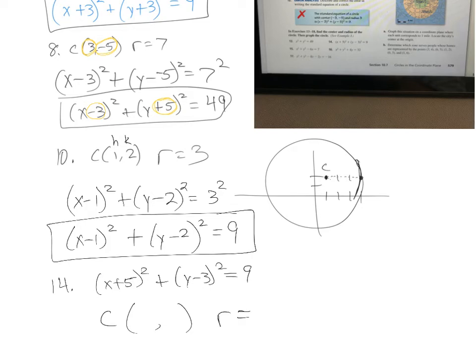So look at number 14 now. We have a plus 5 here, that means this is negative 5. You have a minus 3 here, so that means this is 3. So our center is at negative 5, 3. Just change the signs. And remember, 9 is equal to r squared. So to get r, we have to take the square root of both sides. So r is 3, and that would be your answer.